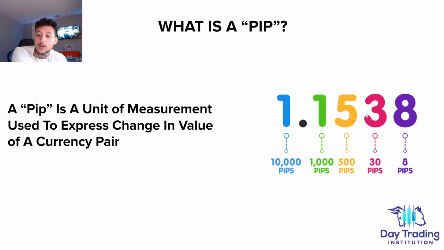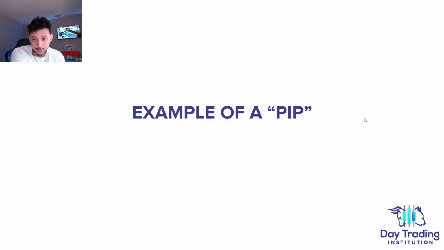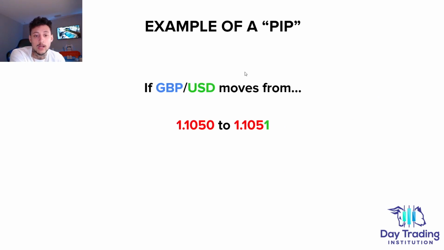So let's say the market went from 538 to 540. The market's gone up 2 pips, and this will be 500 flat. We'll get into that a little bit more in detail later on. Now let's go over an example of what an actual pip is.